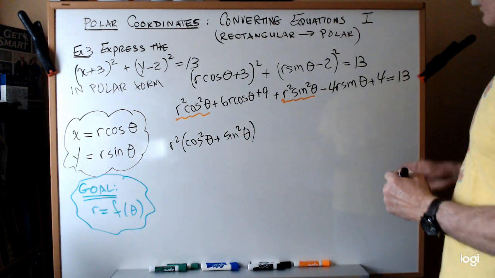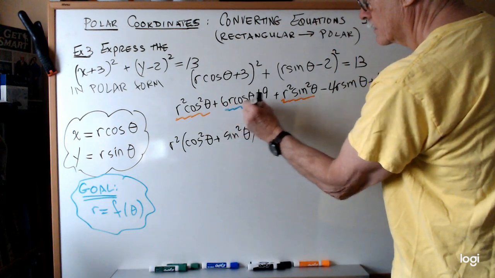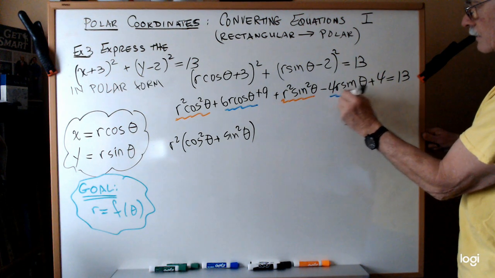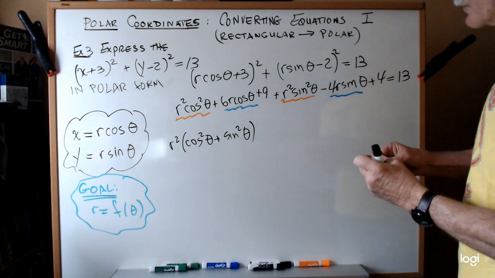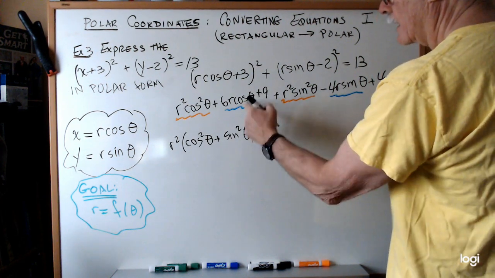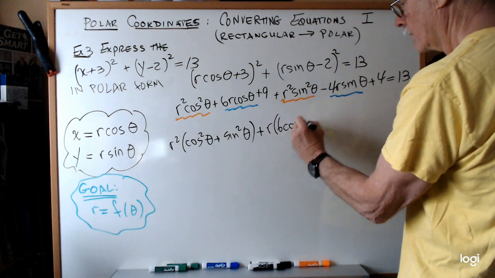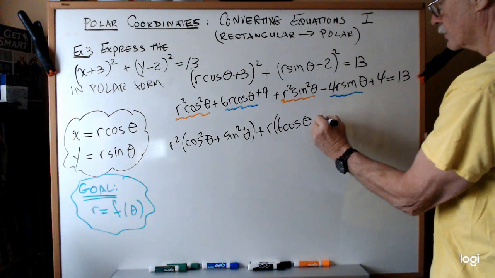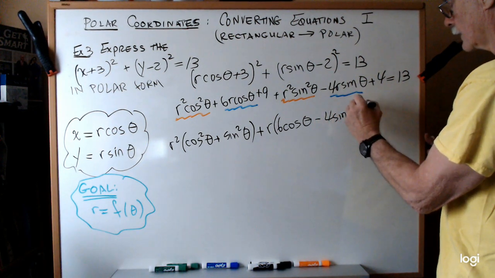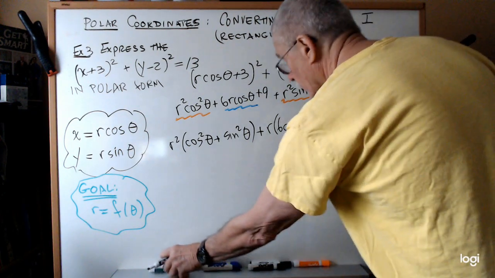And I guess if you want to, you can also notice that you have a common factor of r in those two terms. So at the same time, I can factor out the r from those. And I get 6 cosine theta minus 4 sine theta. And again, it's little things that we have to notice. I'll do this in green.